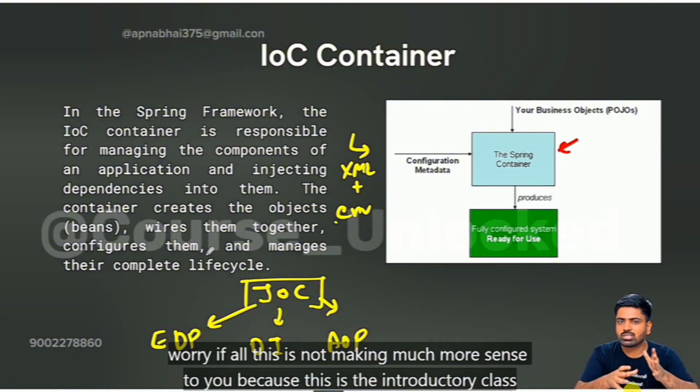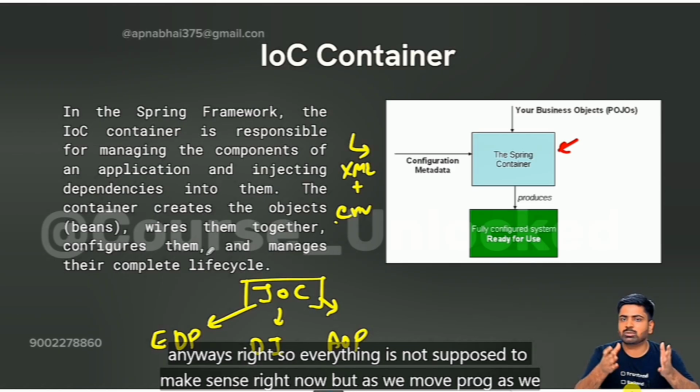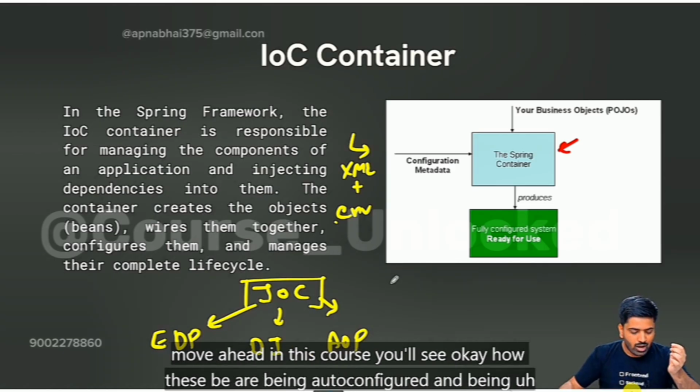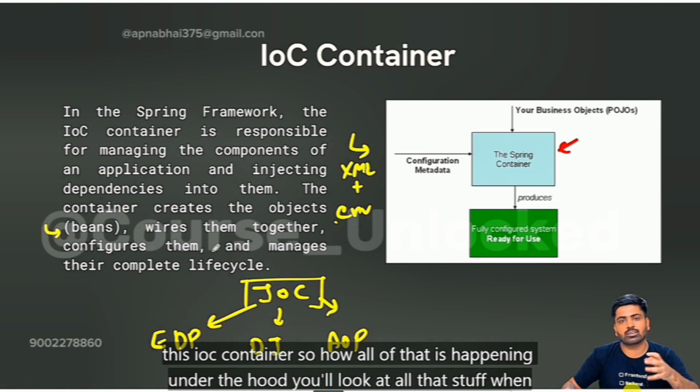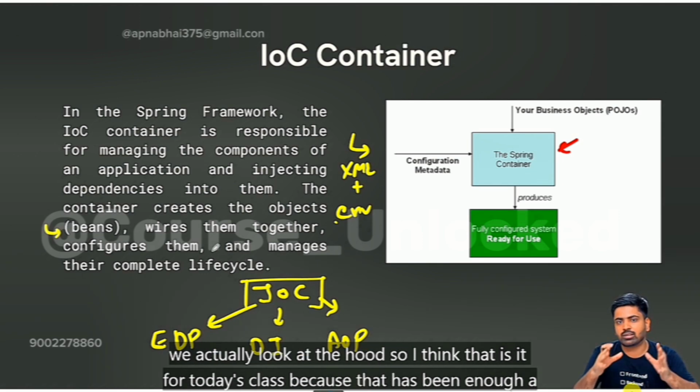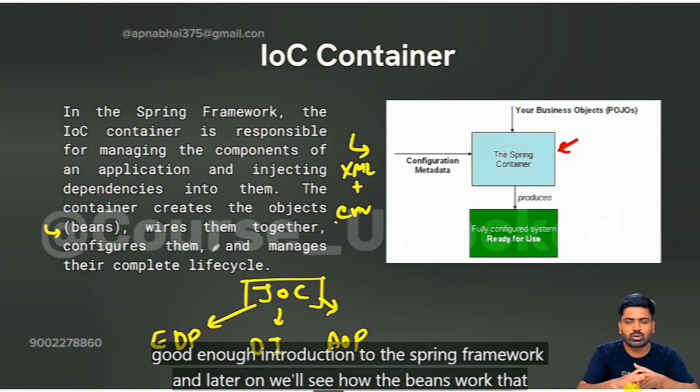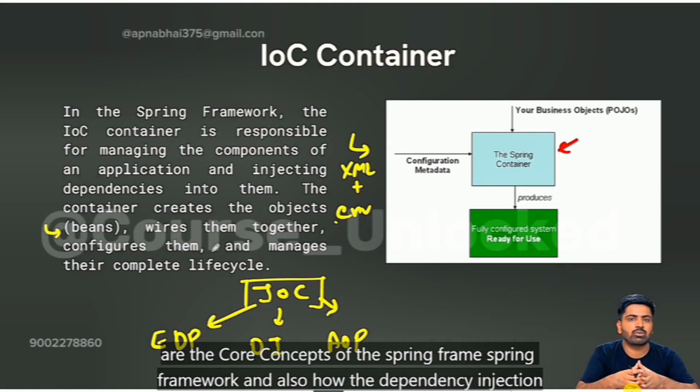Don't worry if all this is not making much sense to you, because this is an introductory class anyway. Everything is not supposed to make sense right now, but as we move ahead in this course, you will see how these beans are being auto-configured, and how their life cycles are being managed with the help of this IOC container. How all of that is happening under the hood, you'll look at when we actually look at the code. I think that is it for today's class, because that has been a good enough introduction to the Spring framework. Later on, we'll see how the beans work, which are the core concepts of the Spring framework, and also how dependency injection works.